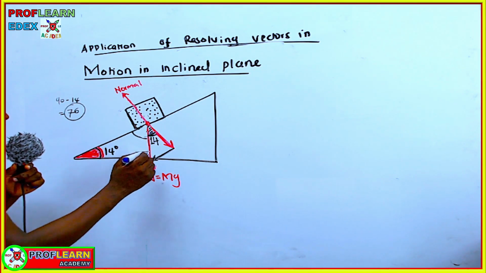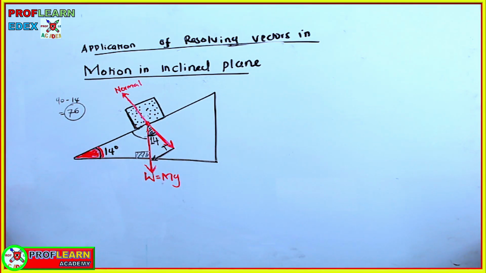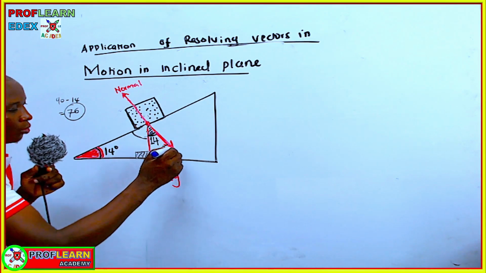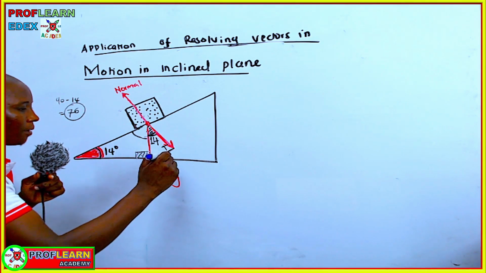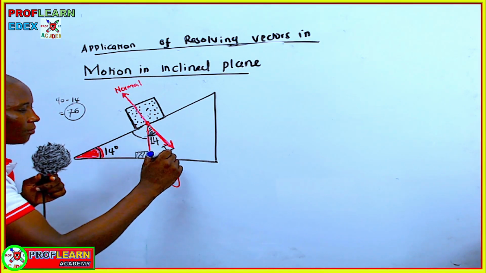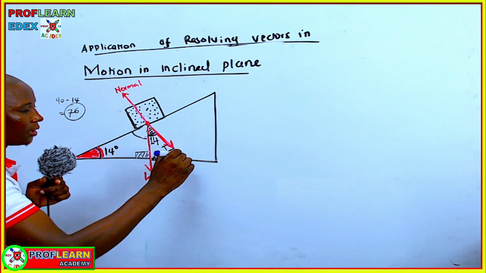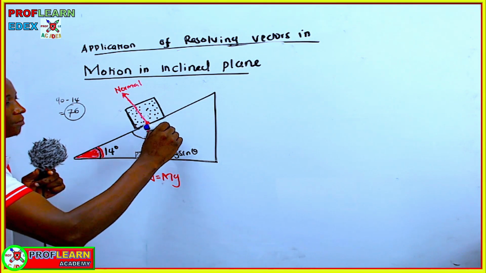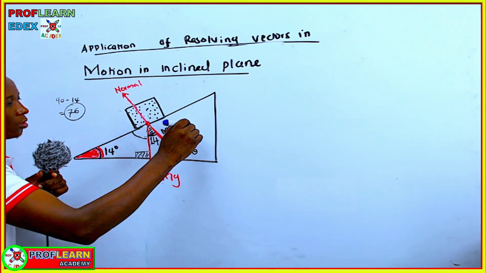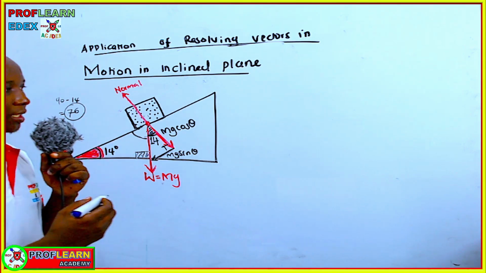So if this is 14, we also have a similar triangle. This is also 90 at this given point. So if we want to find this component, it is going to be mg sine theta, and this component here is mg cos theta, right? Because of this triangle we have at this given point.